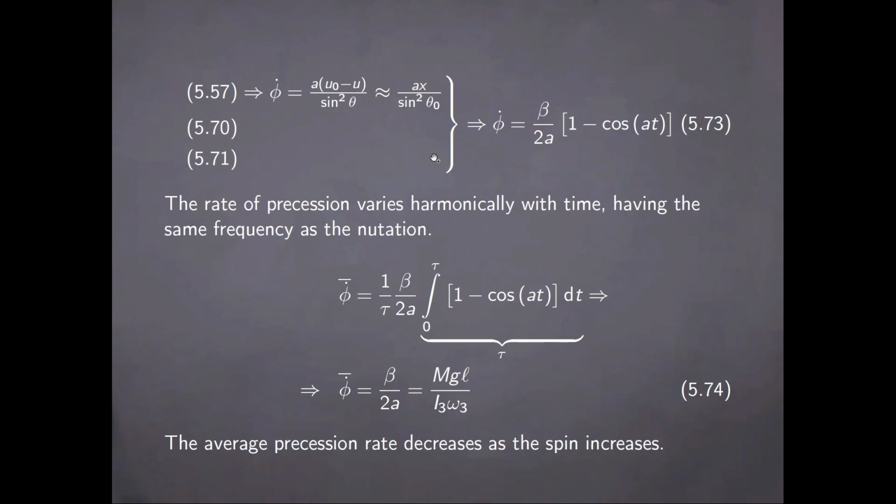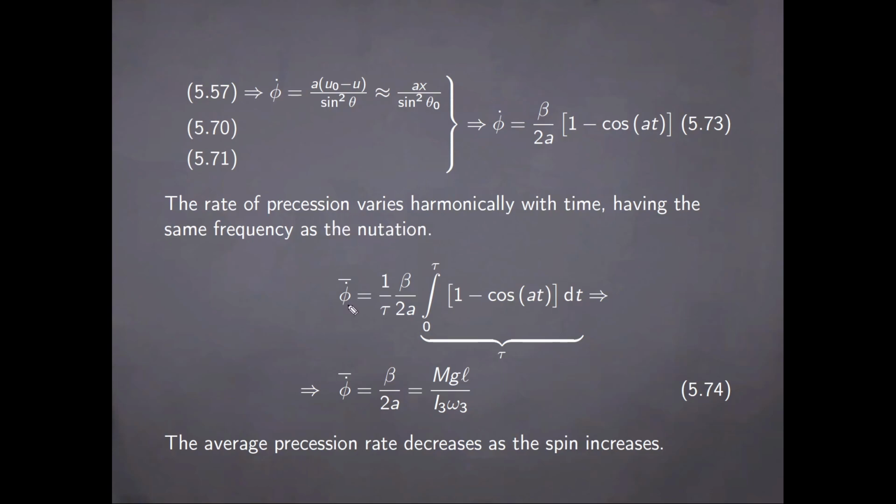Having solved the problem of nutation, we can look at the precession problem. So from the result 557, we can approximate the precession rate with the ratio here, and then we can use the results 570 and 571 to immediately find the precession rate as given here. So the rate of precession varies harmonically with time, having the same frequency as the nutation motion.